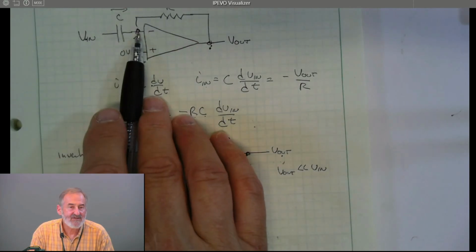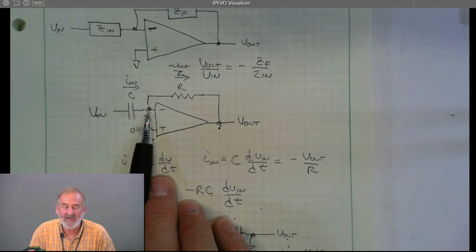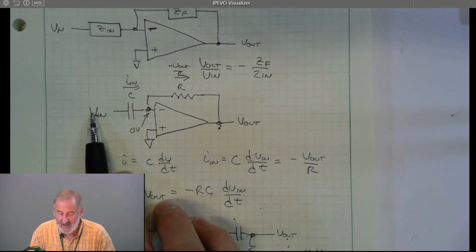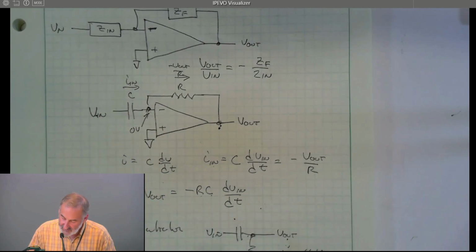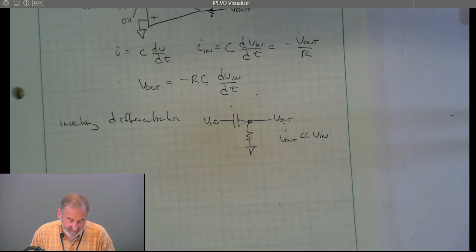We no longer need to do that here. And we don't have to do that because the op-amp keeps this point at 0. The current through this capacitor is solely a function of changes of Vn. So this circuit fixes the problem we had with the differentiator.